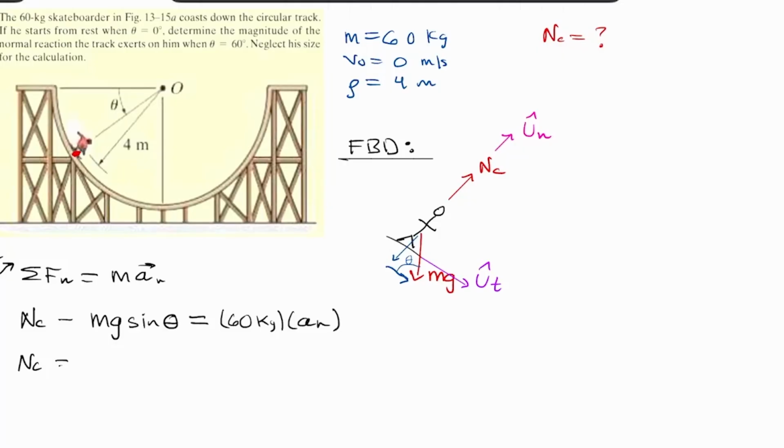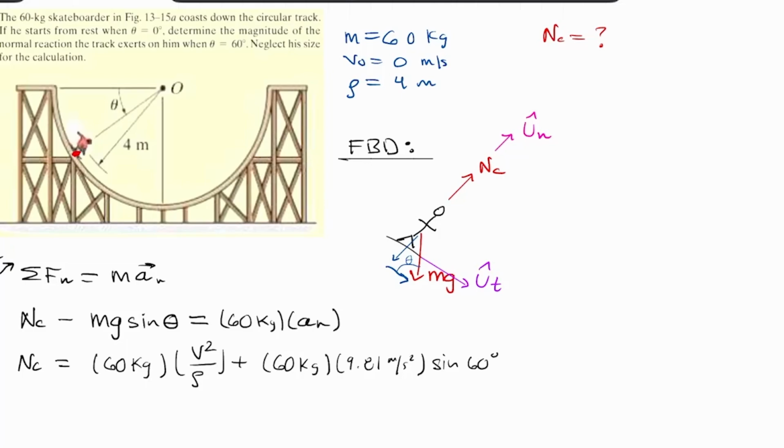With this information, we can write the normal force, which we are looking for here, as equal to 60 kilograms times the velocity squared divided by rho, plus 60 kilograms times 9.81 meters per second squared times sine of 60 degrees. With this, we should be able to figure out the normal force. It's just a matter of plugging in all the information that we have.